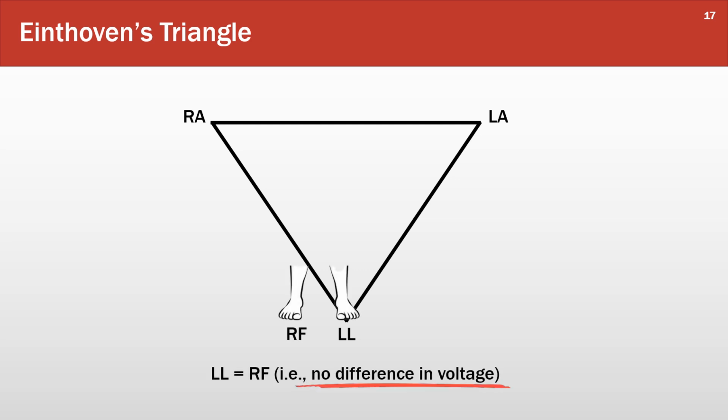Now, there's also an electrode and wire on the right foot, or right leg if you wish. This is the ground wire. It does not record anything. The ground wire would have the same voltage as the left leg. So left leg equals RF. There is no difference in voltage. If we were to switch the electrodes with their wires, put the left one on the right foot and the right one on the left foot, you would not be able to see any difference in the ECG tracing.